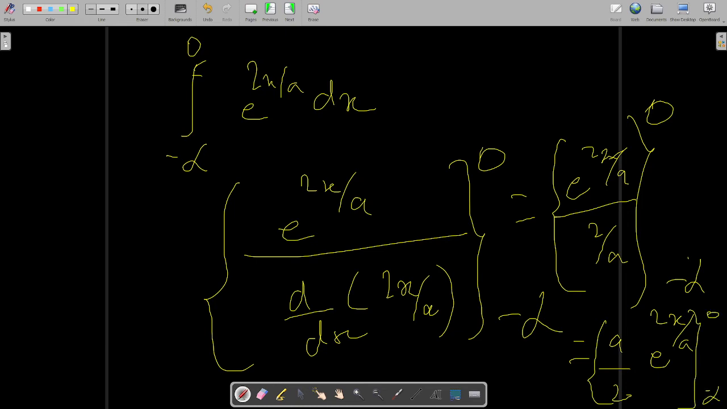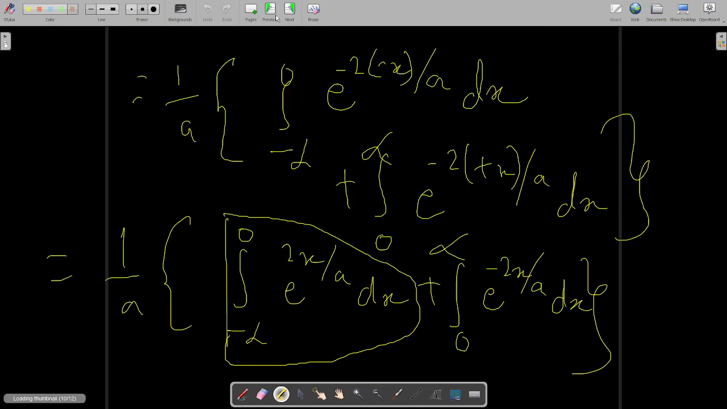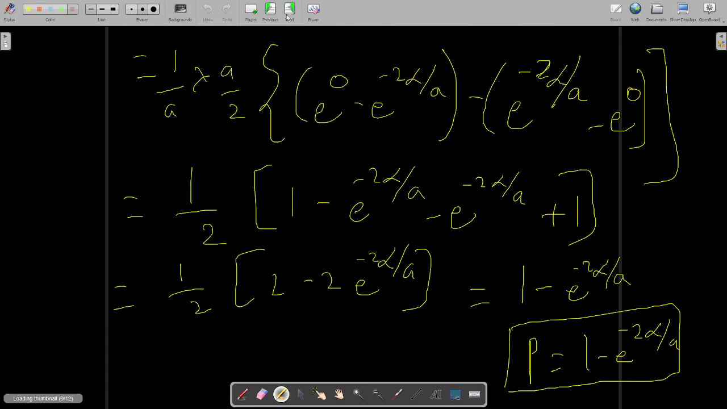Then what will you do? You will put the upper limit, that is 0, in place of x, then you will put minus alpha in place of x, and you will subtract it. That's how. And similarly this integration can also be solved in a similar manner.